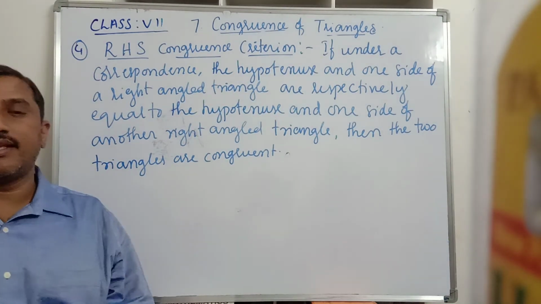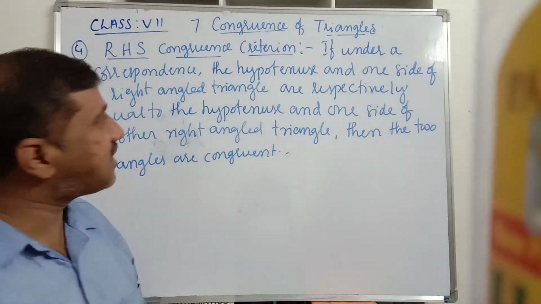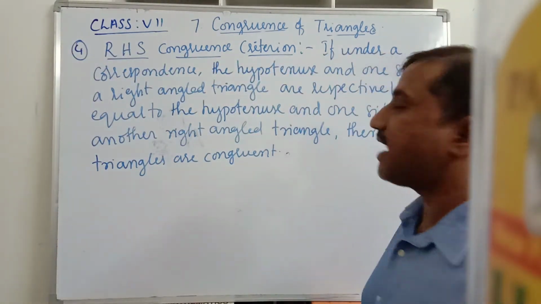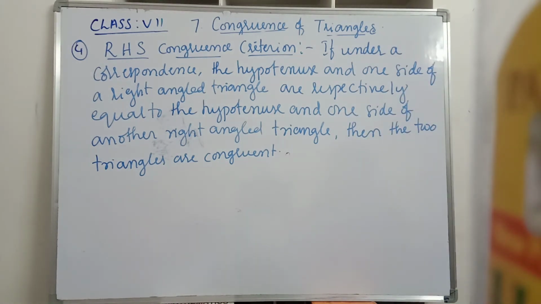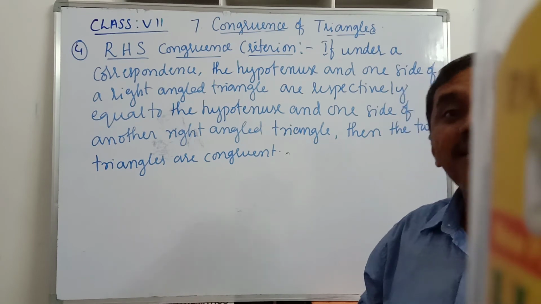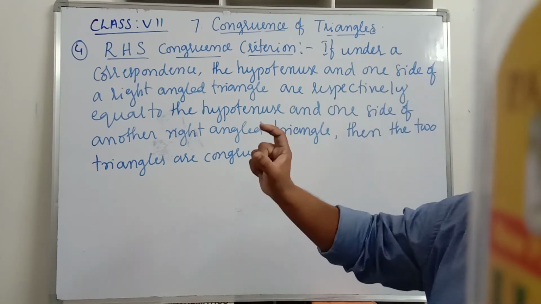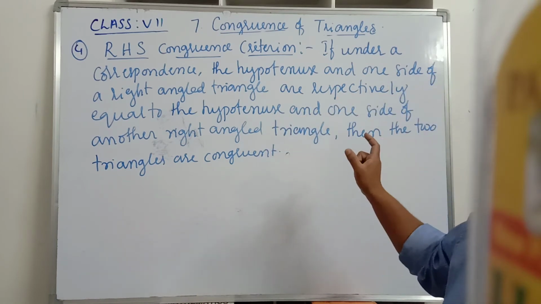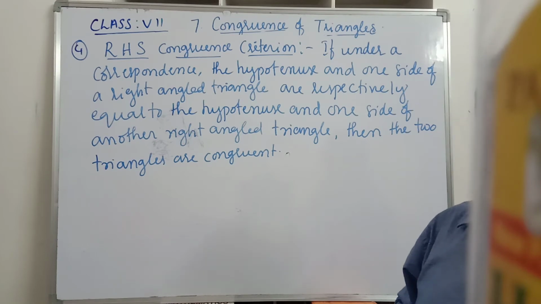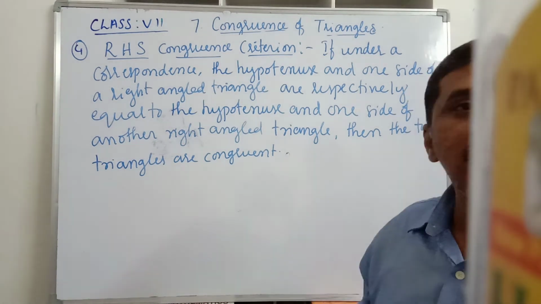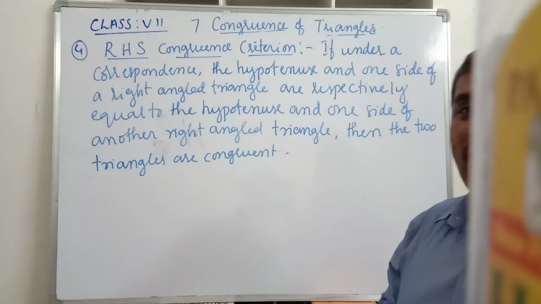Now we will discuss the last congruency criterion. It is RHS congruency criterion. R stands for right angle, H stands for hypotenuse, S stands for side. Right angle, hypotenuse and side. In which kind of triangles will we find this congruency criterion, children? Yes, it is in right angle triangles only that we will find it.